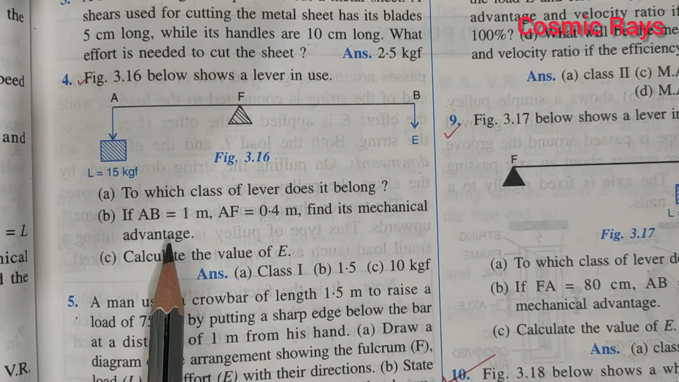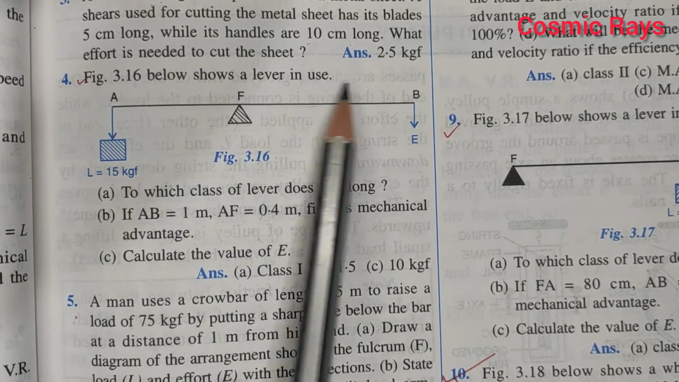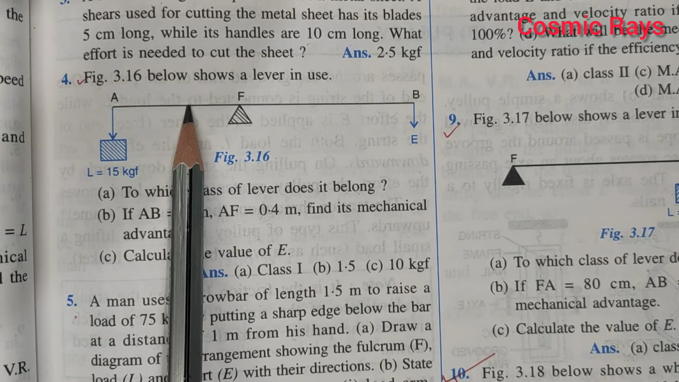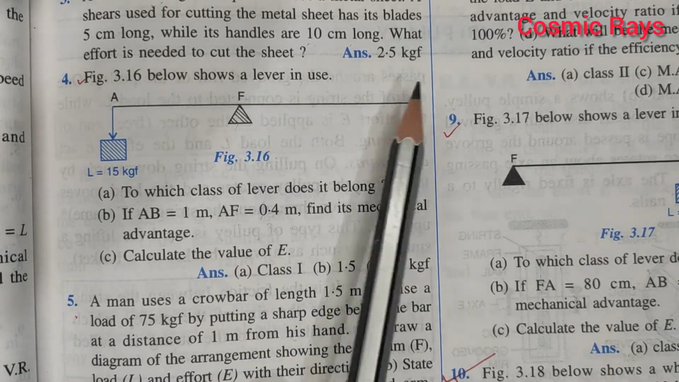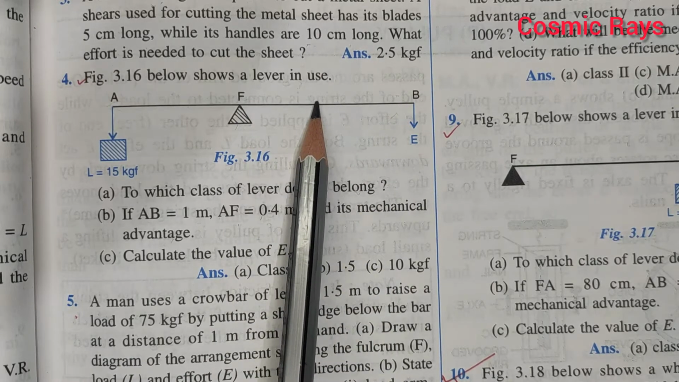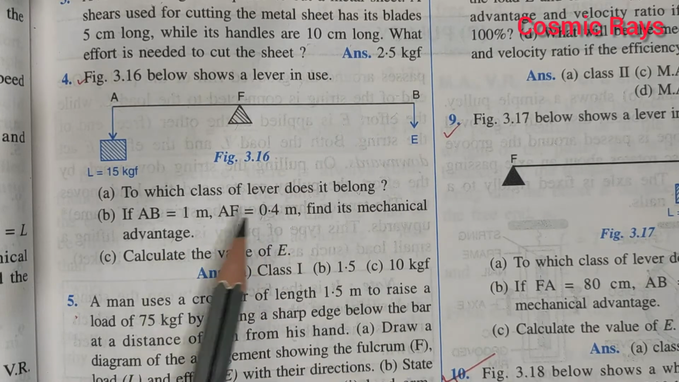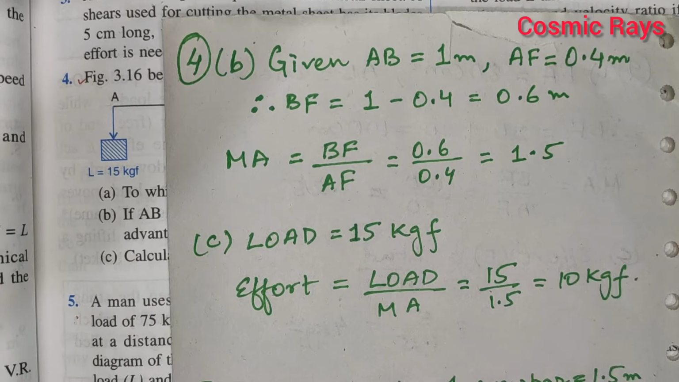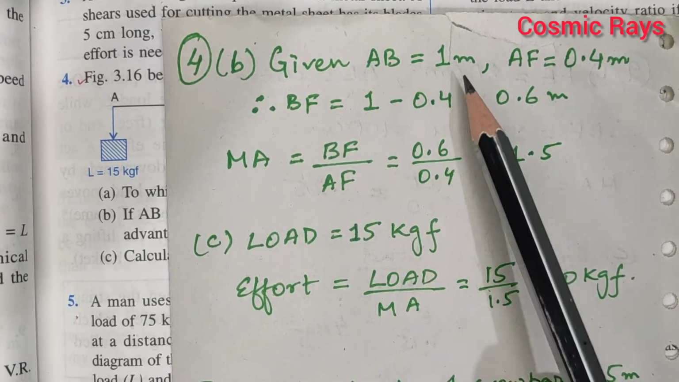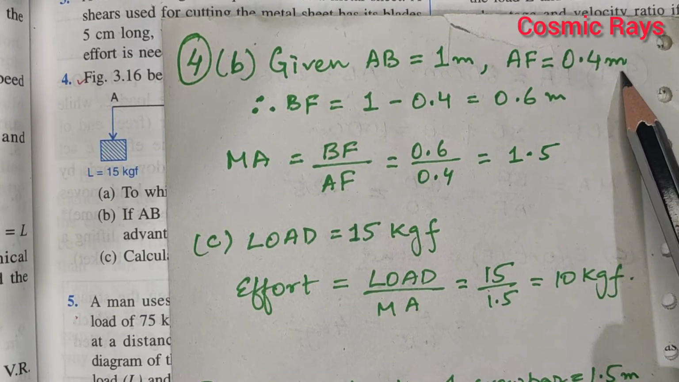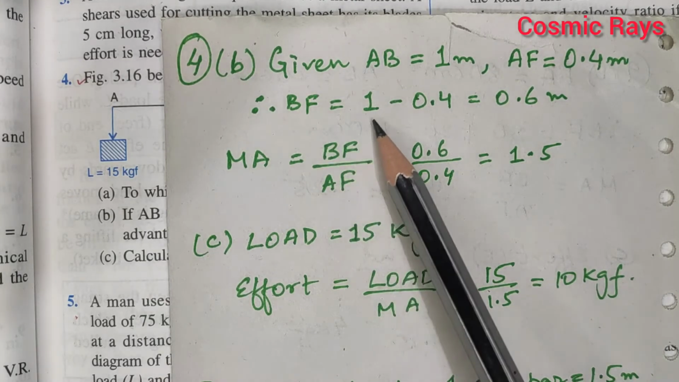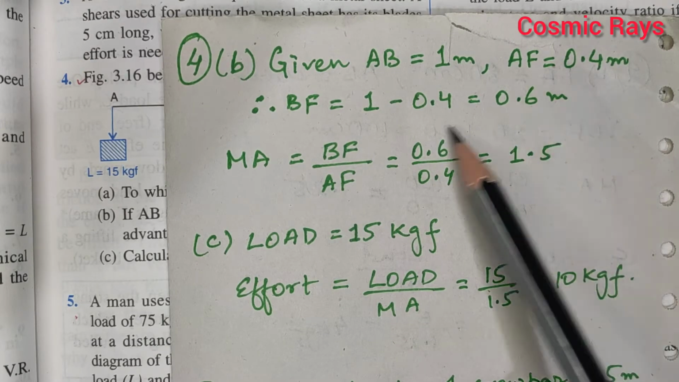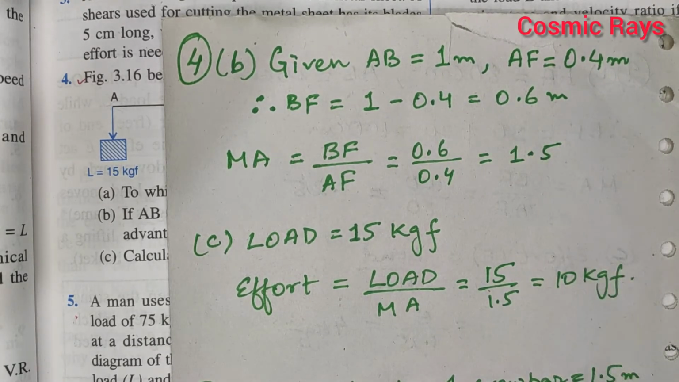Again we can find it out using the same formula. The total length is 1 and AF is 0.4. So BF is going to be 0.6 meters. And after finding the mechanical advantage we have to calculate the value of E. So here given is AB is equal to 1 meter, AF is equal to 0.4 meter. So we calculate BF or FB, that is 1, the total length, minus the given length, that is 0.4. So we get it as 0.6 meters.